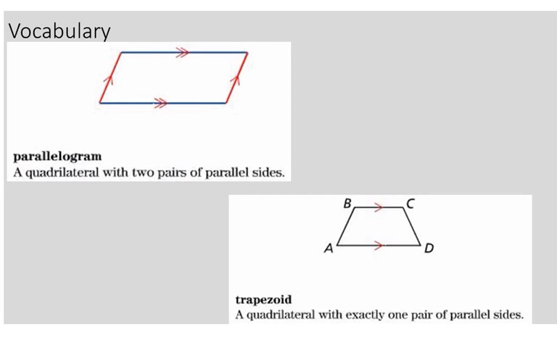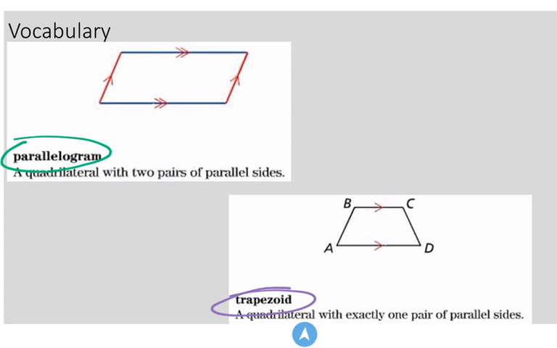Okay, so let's look at some vocabulary very specific for this lesson. And we're talking about parallelograms and we're talking about trapezoids. Okay, now definition. A quadrilateral with 2 pairs of parallel sides is the definition of a parallelogram. So you can see in this diagram that the top and the bottom sides are parallel, and then the left and the right sides are also parallel.